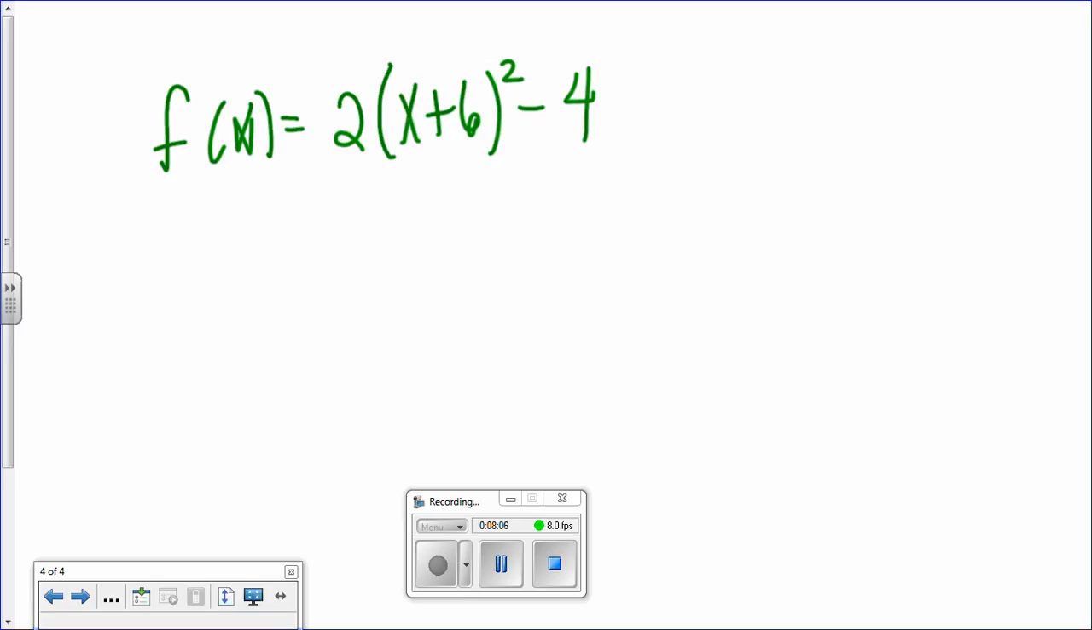What's the vertex of the parabola? Yes. Negative 6, negative 4. Yeah. Negative 6, negative 4.